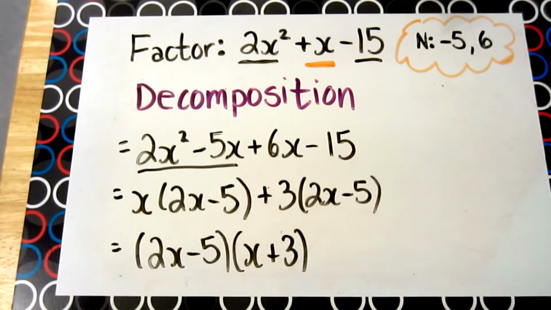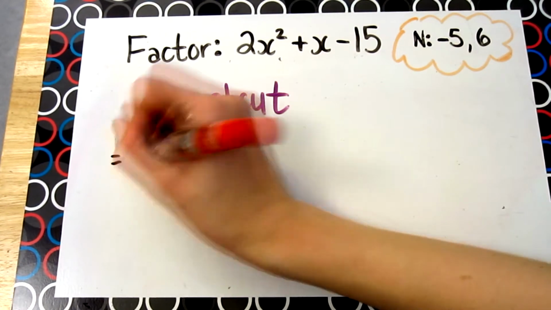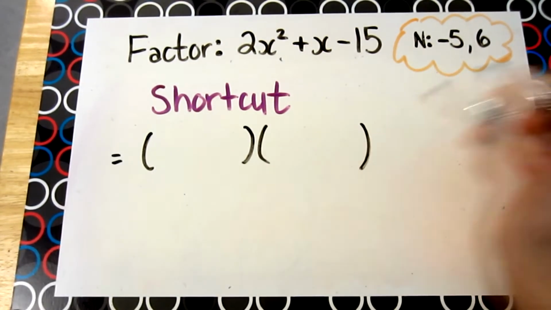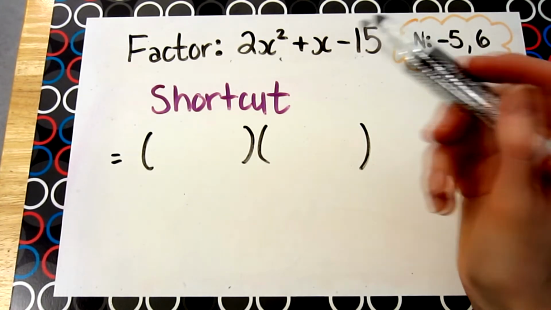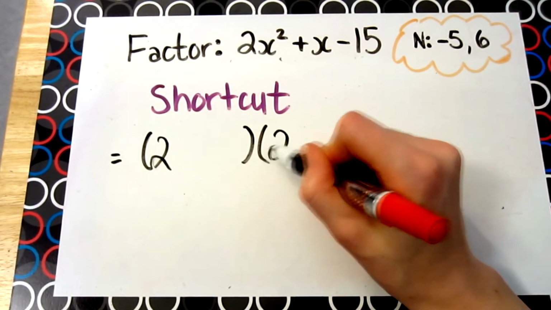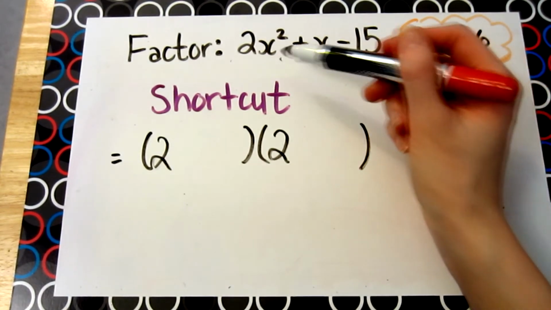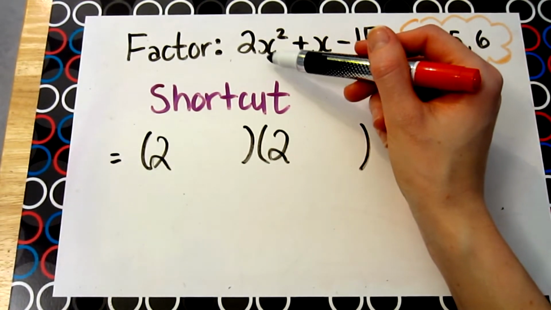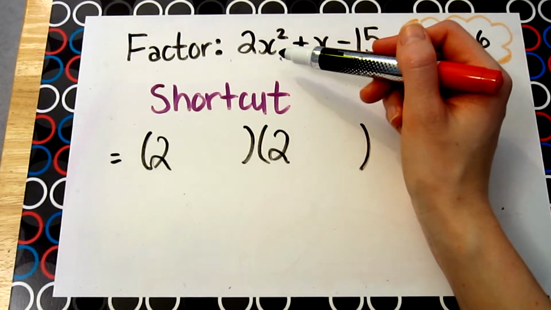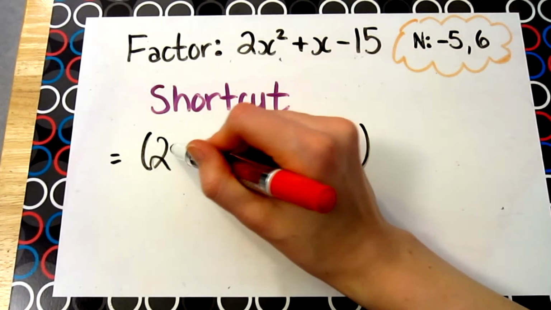So this method works, and it doesn't take too long. However, there is a shortcut method that we can use. In the shortcut method, we're going to start by writing two sets of parentheses. In both parentheses, we're going to use the coefficient of 2 from the original expression, and then we're going to take the square root of whatever the variable is. So here, the variable is x squared, so the square root of x squared is x.